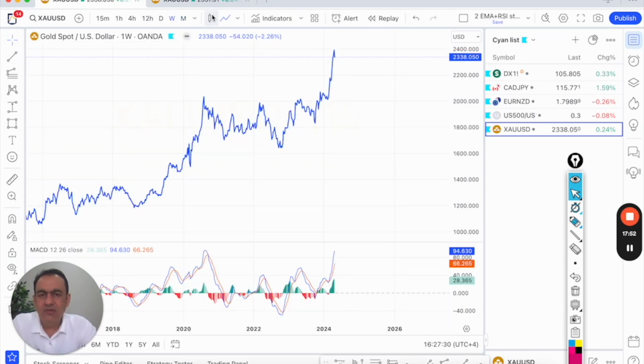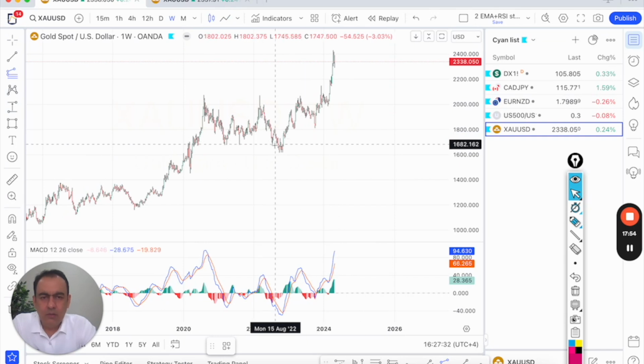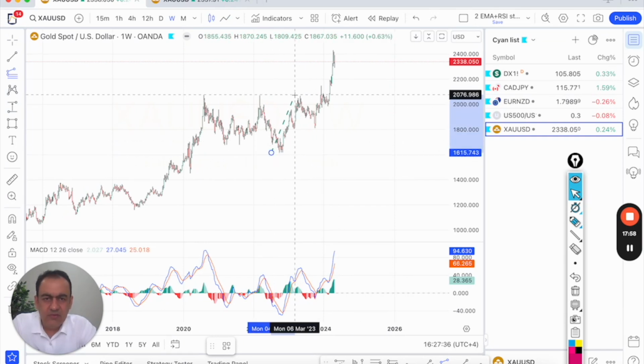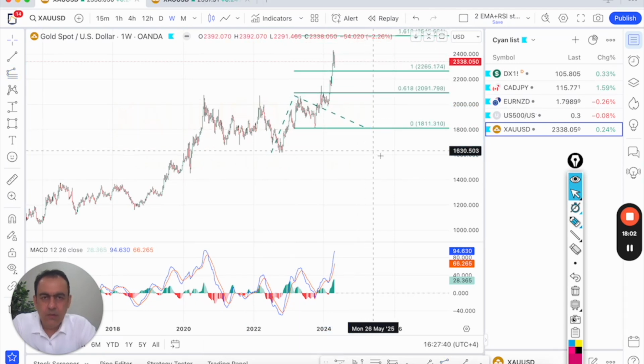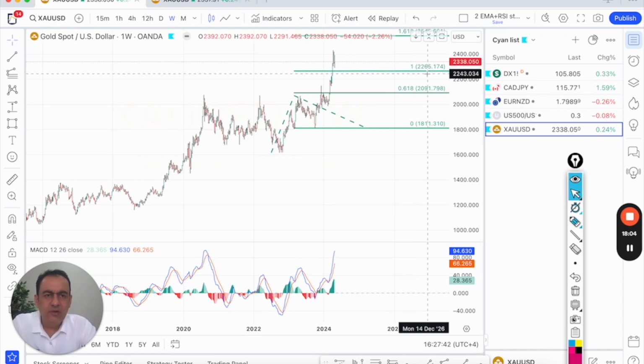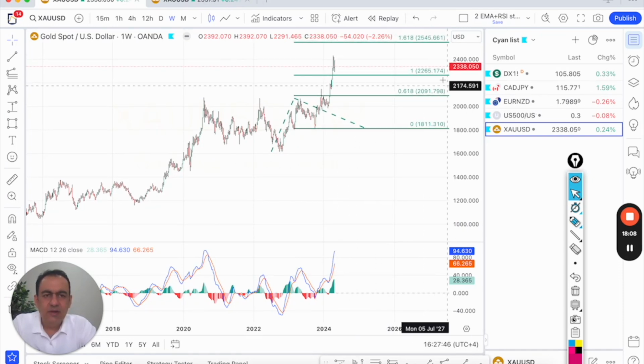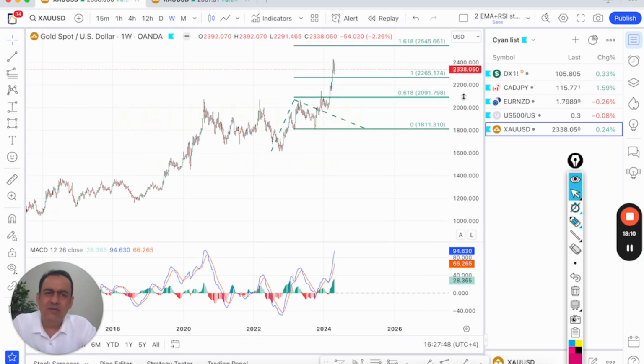Now on weekly chart, I'm going to plot fib extension in the recent most bullish cycle, and we have crossed 2265, that is fib extension 100%, and the next is 2545, or we can say 2550 in round number. Now currently I do not see any signs against on the weekly chart as well.